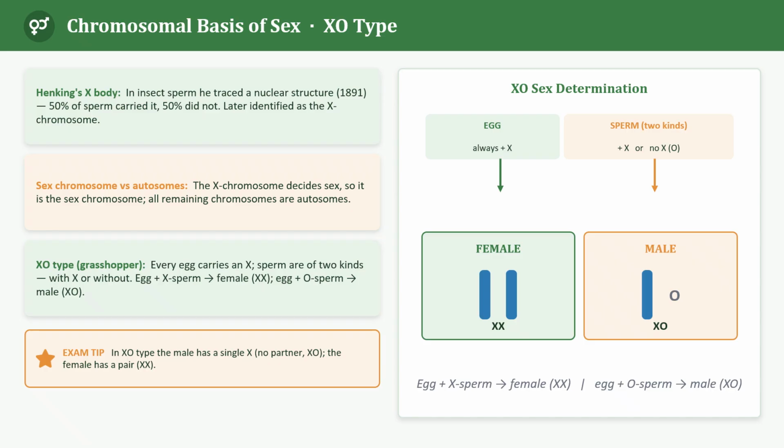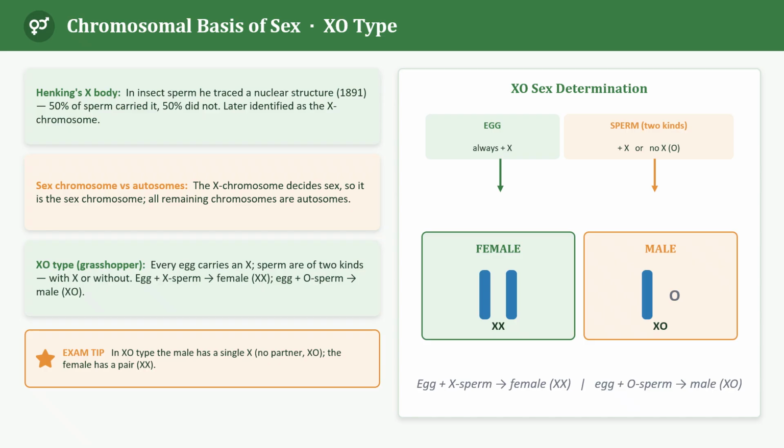For many years, scientists believed that sex was decided by environmental factors or chance. Later, through experiments on insects and other animals, they discovered that chromosomes play the major role in determining sex. These special chromosomes are called sex chromosomes. Let's start with the topic.